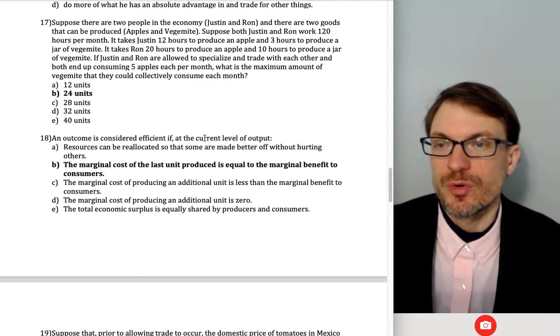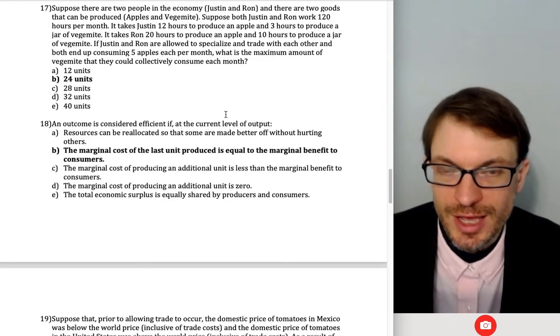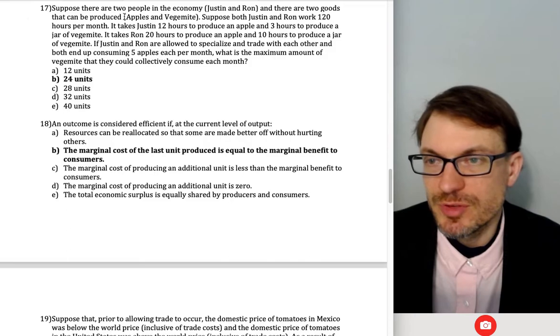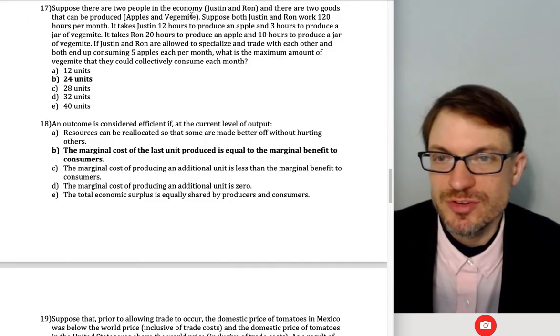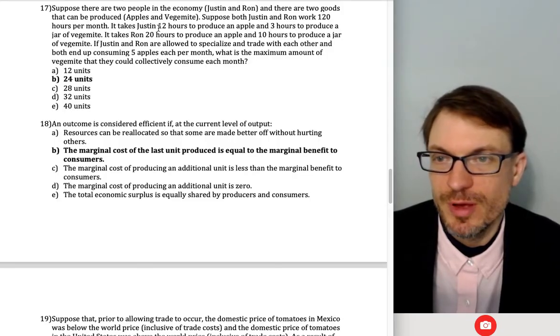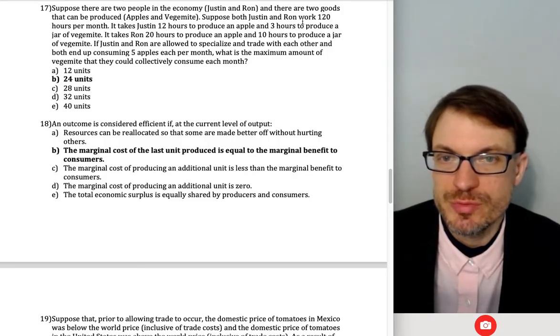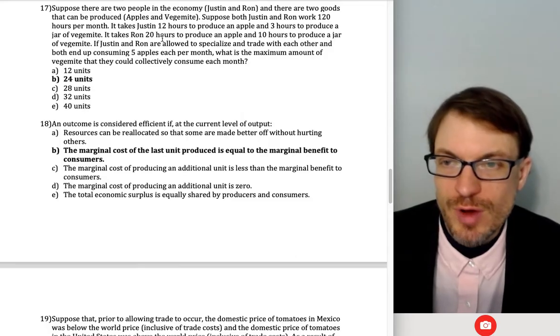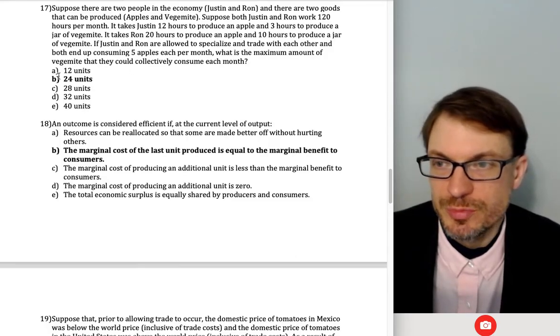Okay, so here's one that requires a little bit more development. We've got two people in the economy, Justin and Ron. There are two different types of goods that can be produced, apples and Vegemite. Suppose both Justin and Ron work 120 hours per month. It takes Justin 12 hours to produce an apple, 3 hours to produce a jar of Vegemite. Ron takes 20 hours to produce an apple, 10 hours to produce a jar of Vegemite.